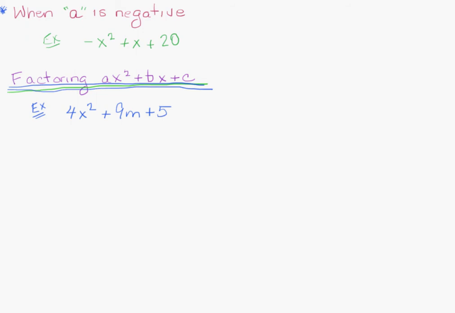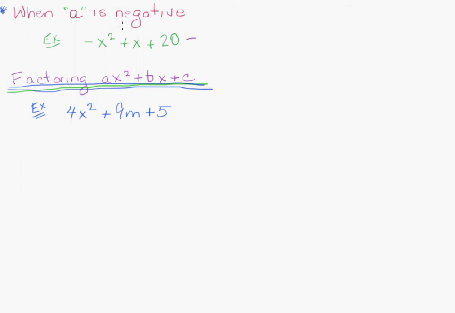Okay, so the first thing I want to tell you before I show you the other type of factoring is that when the a value in front of x squared is negative, we're going to factor it out. Okay, and so what does that mean? Let's look at this first one here.